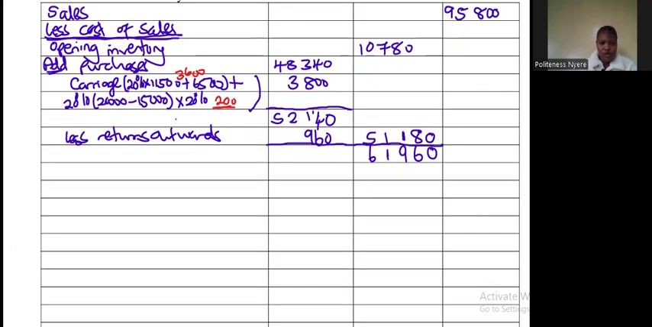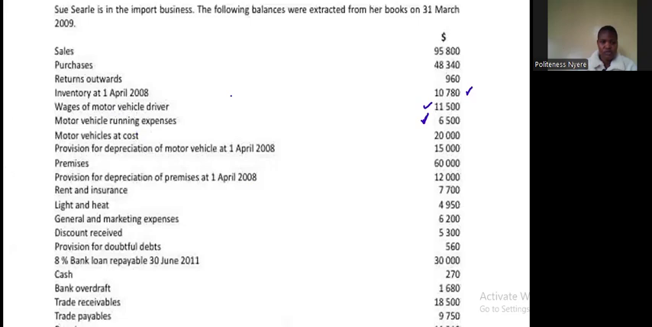Now we have to say less closing inventory. The closing inventory, we get it in our additional information. So let's just go and see.